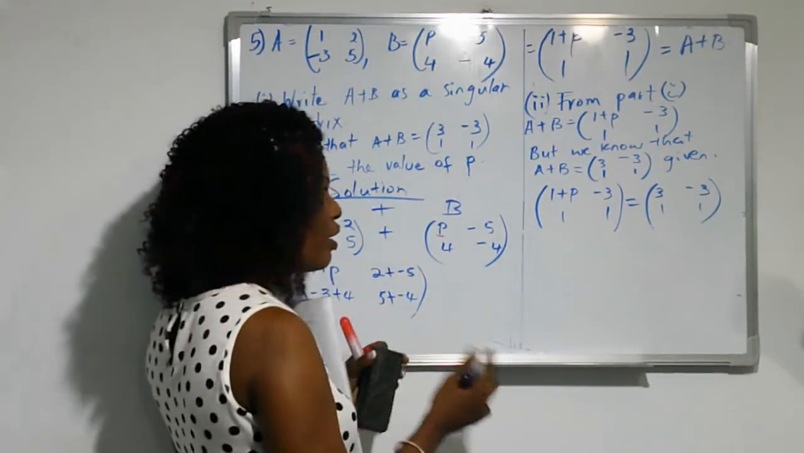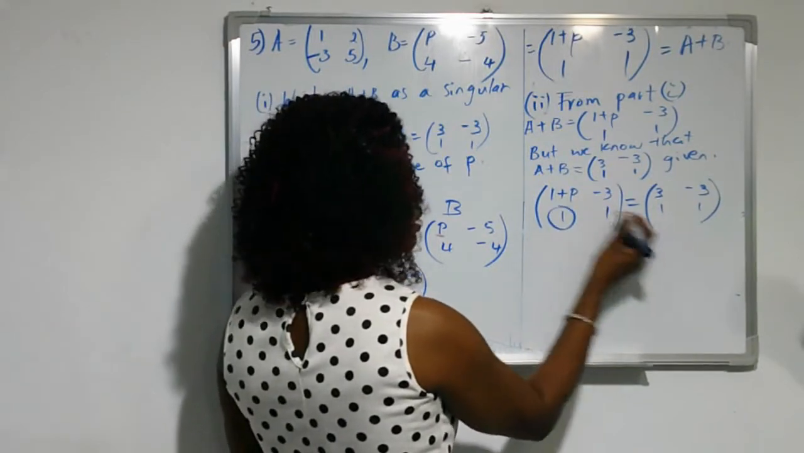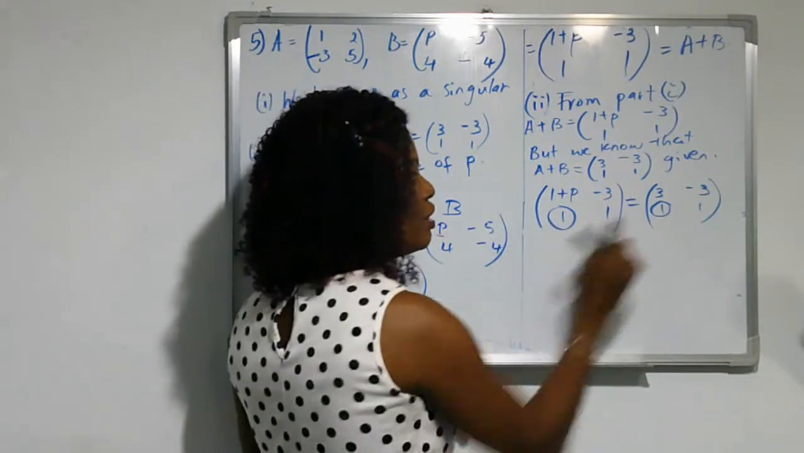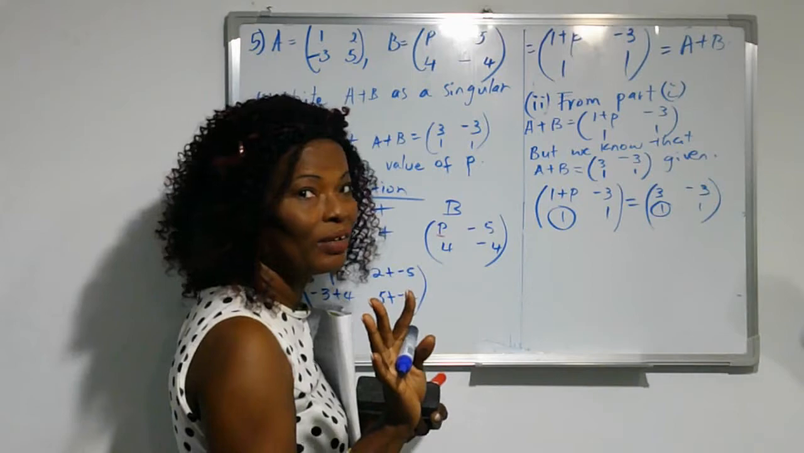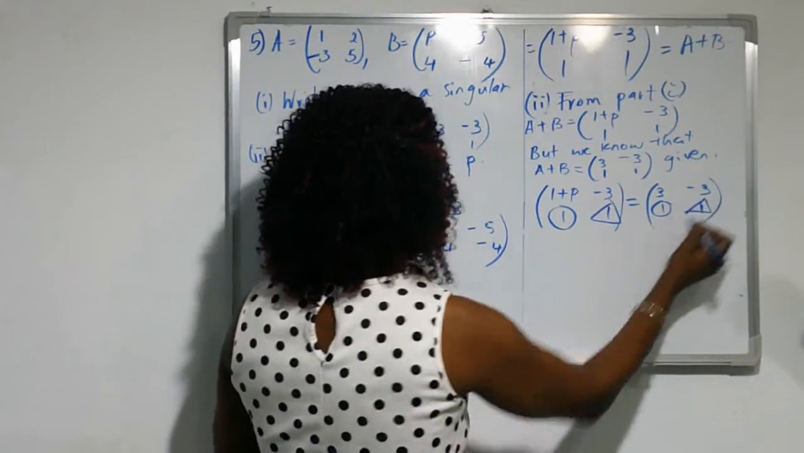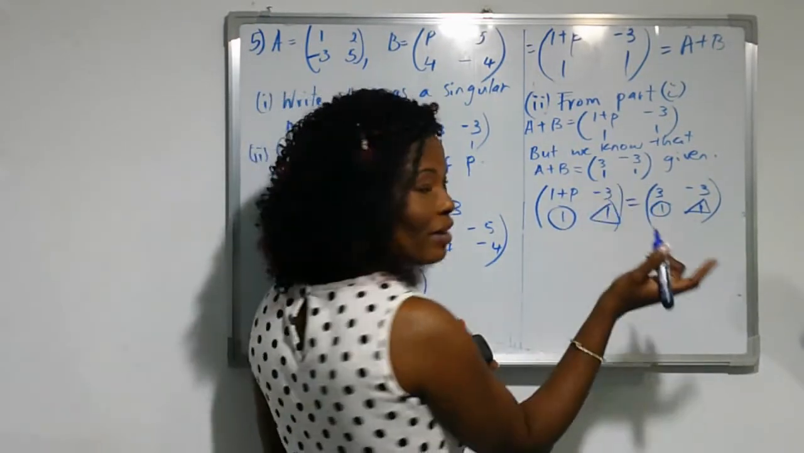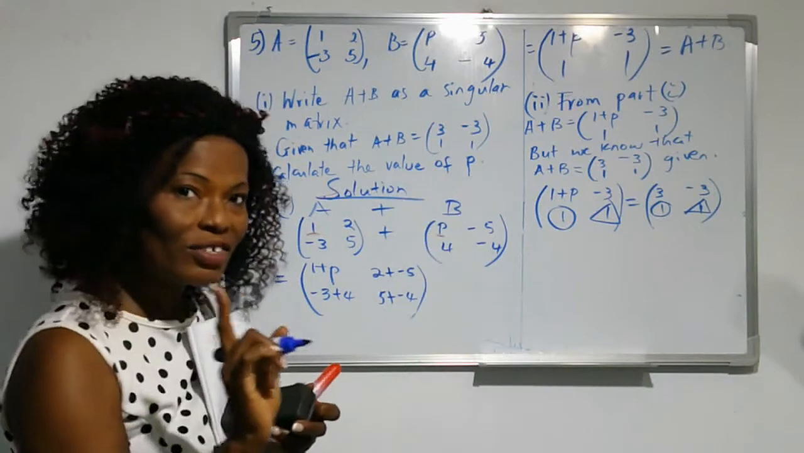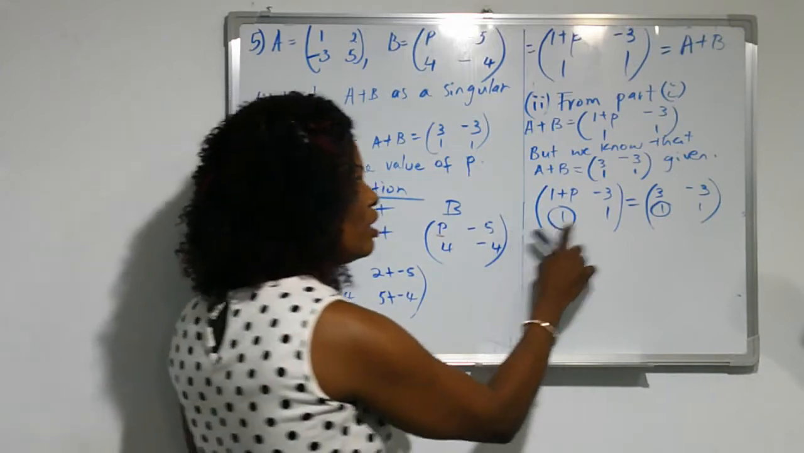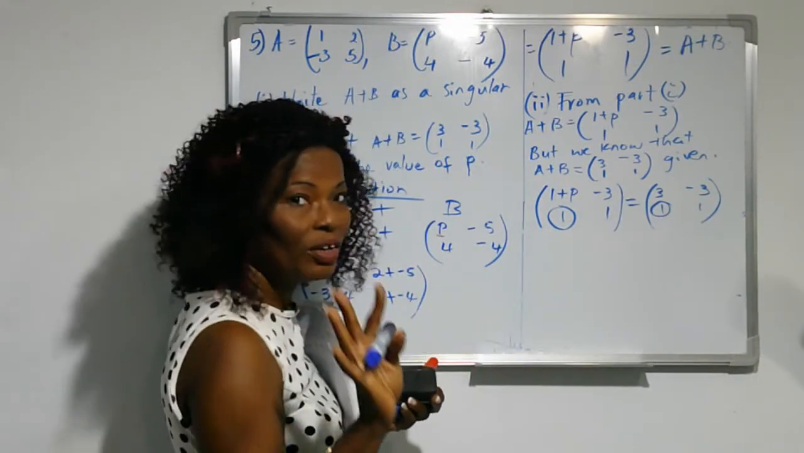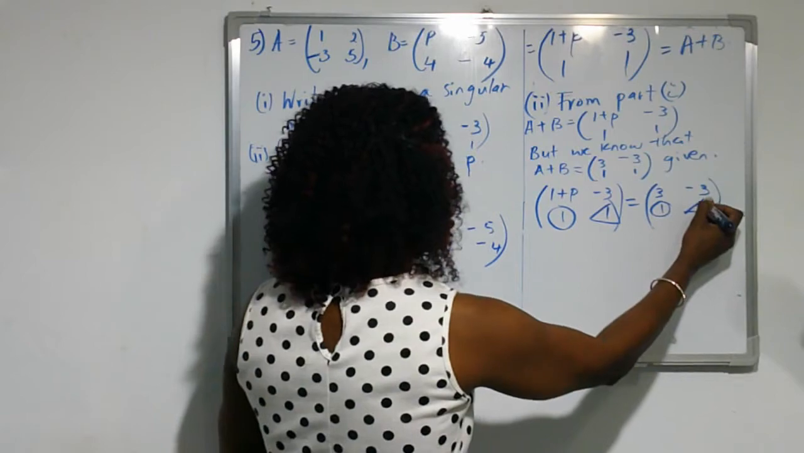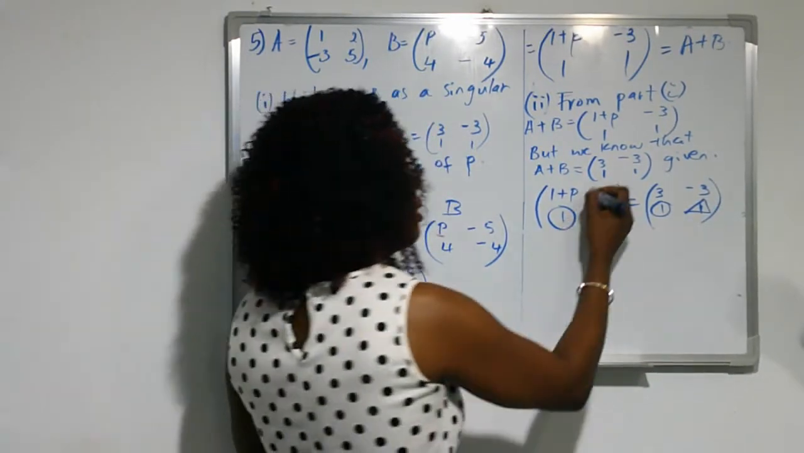So clearly, this one and this one are in the same position. They're equal. You couldn't have 1 here and negative 1 here. That would not make sense. 1 is not equal to negative 1. And this one is in the same position as this one. Right? They're equal. There's nothing that we can do.